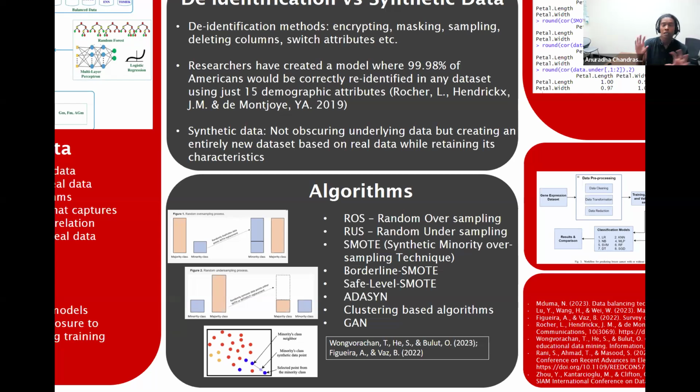And borderline SMOTE is where you only create these data points between the majority and the minority borderlines. So that way you're not introducing noise in the data. Safe level SMOTE is another algorithmic variation of SMOTE. And then ADASYN is adaptive synthetic sampling. Clustering-based algorithms, we create clusters and then use a technique like SMOTE. GAN is generative adversarial network, which is a machine learning algorithm that is used in generative AI.